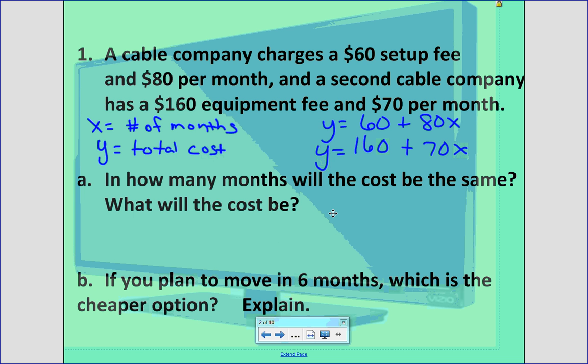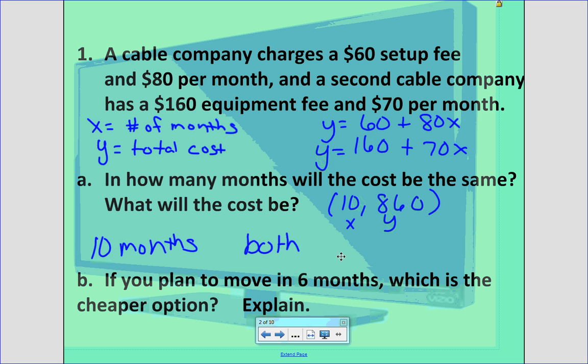10 and 860. So what does that mean? X, then Y. It means in 10 months, whoever you went with, both of them, you would have had to pay them $860. Now it says if you plan to move in 6 months, which one is the cheaper option?